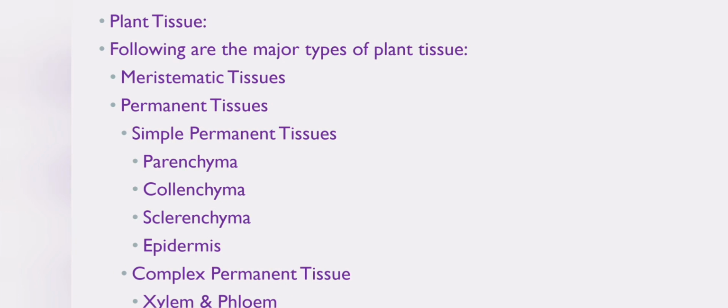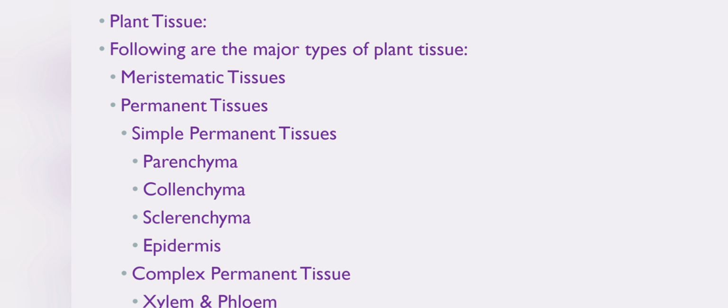So here following are the major types of plant tissues: meristematic tissues and permanent tissues. Here permanent tissue again is divided into simple permanent tissue and complex permanent tissue. Then again simple permanent tissue is divided into four types: parenchyma, collenchyma, sclerenchyma and epidermis. Then again complex permanent tissue is of two types: xylem and phloem.